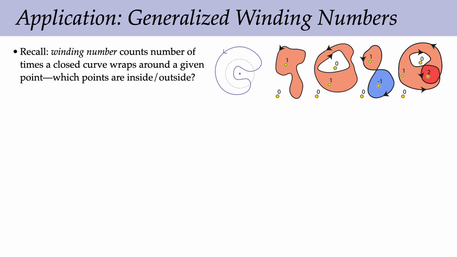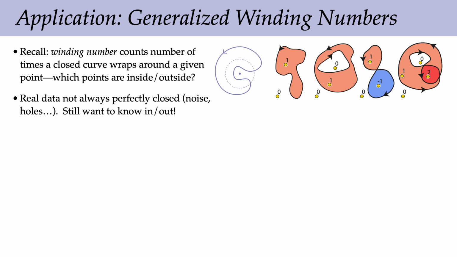There's a problem, however, which is that real data, scans and meshes generated by human beings, are not always perfect, right? We might have curves that don't exactly close. We might have meshes that have holes in them. And yet we still want to get a sense of whether we're inside or outside. Just because we have a tiny hole in our mesh doesn't mean that there's not a reasonable definition of what it means to be inside or outside that mesh.